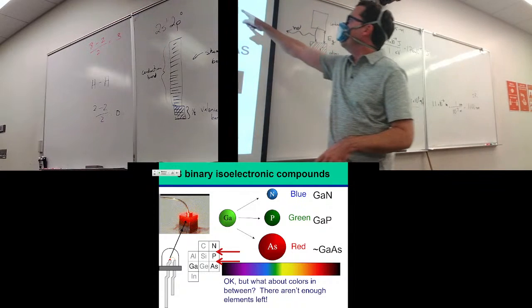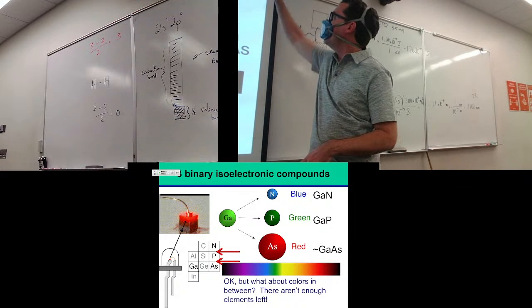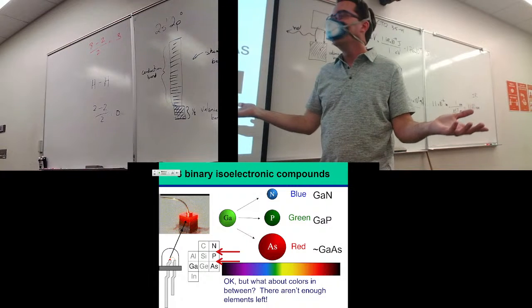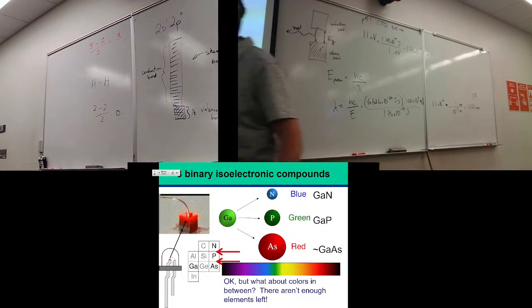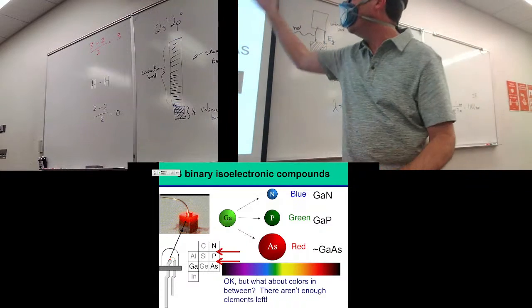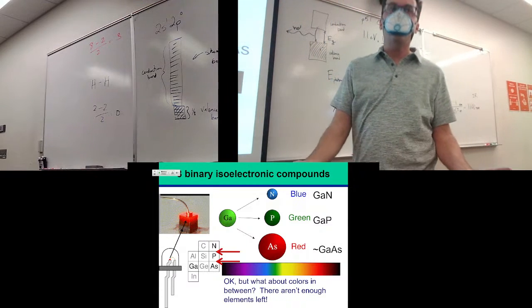If I use gallium phosphide, it's going to be green. If I use gallium nitride, it's going to be blue. So how do I get yellow? How do I get orange? How do I get turquoise colors? How do I get any color beyond these three? Solid solutions is going to be the answer.